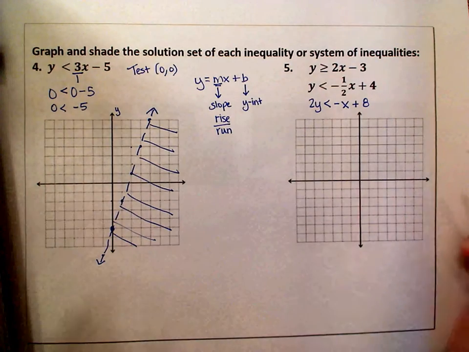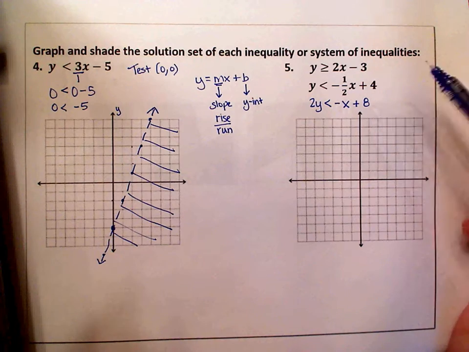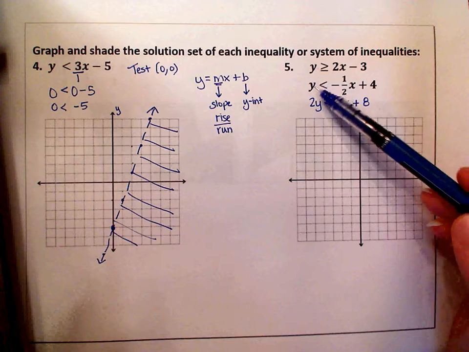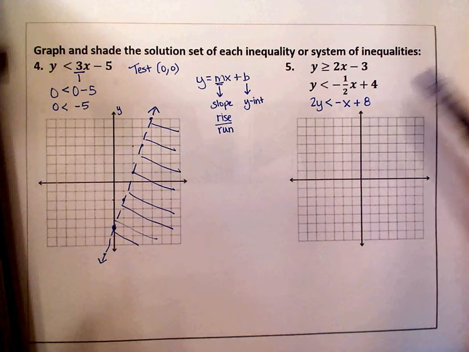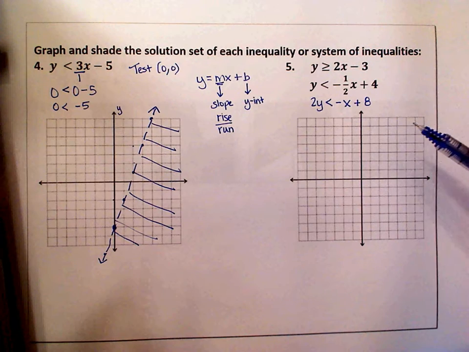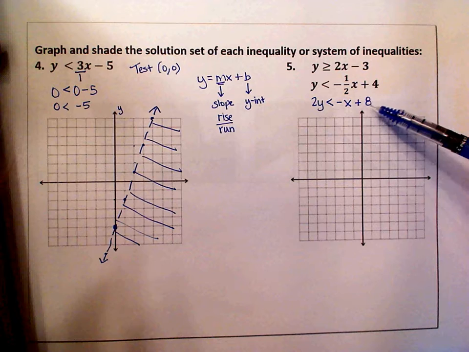On number 5, we have a system of inequalities, which just means we have more than one that we're going to graph on the same coordinate plane. Now, both of these are in slope-intercept form, just like number 4 was, but on your test, you have one that's not in slope-intercept form yet. So all I did is take the second equation and write it similar to one that's on your test.